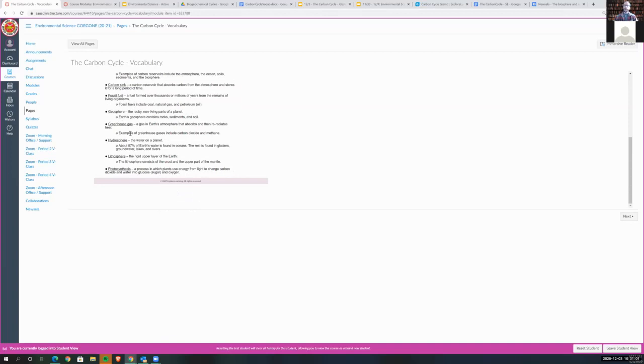Then we have, and this is just alphabetical, we have greenhouse gas. This is a gas in the Earth's atmosphere that absorbs and then re-radiates heat. Carbon dioxide and methane are both greenhouse gases. They absorb and then re-radiate heat back down to the planet. So it's almost like having a blanket in our atmosphere, which isn't necessarily a bad thing. Our planet would be really cold, too cold for life if we didn't have these gases in our atmosphere acting as greenhouse gases.